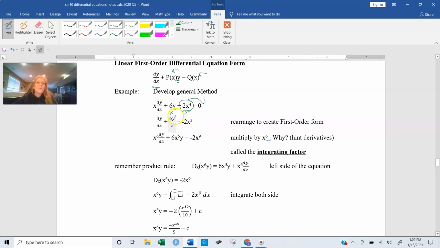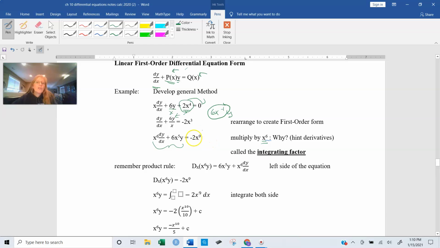Now this is really 6x to the negative 1 times y. This is the function, the p of x, and this is my q of x. Now there's a formula for figuring out what we actually have to multiply by, because we have to multiply in order to get a derivative over here. Well, right now we're just going to take my word for it. There's an x to the 6th is what we multiply every single term by.